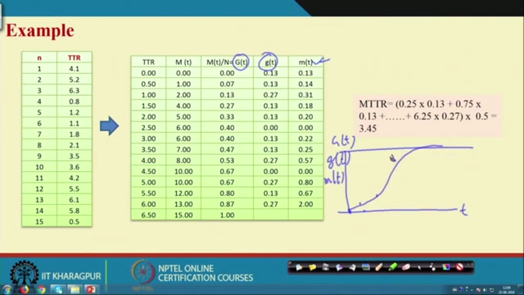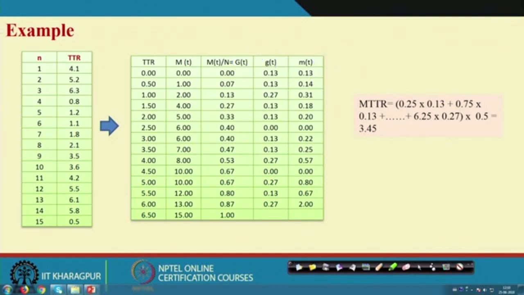That is G(t), and similarly this one also you plot, you will be getting some other type of curve. And hazard rate, here it is basically repair rate, you will get repair rate, equivalent to failure rate, a similar curve you will be getting. Is it constant? No, here it is changing. Okay. So, you definitely have understood this.